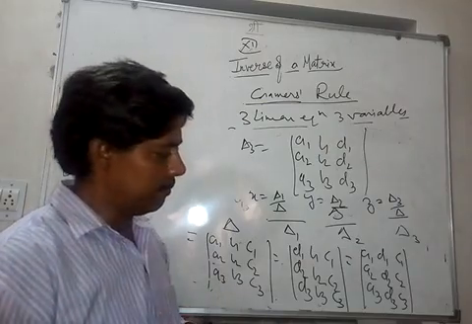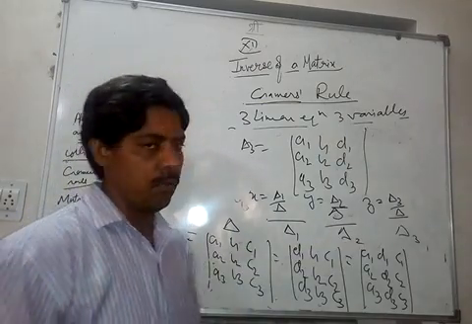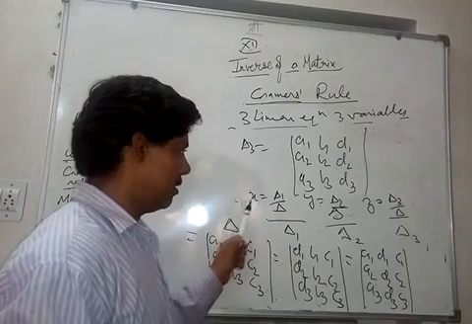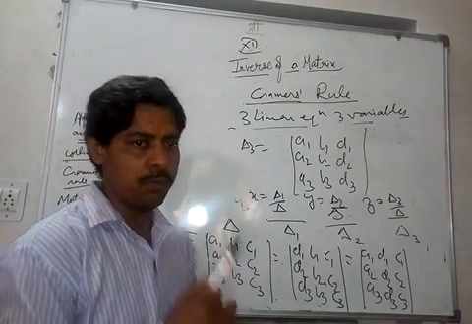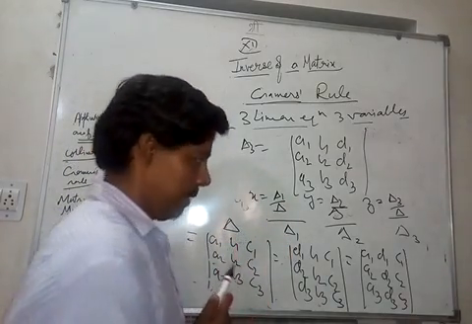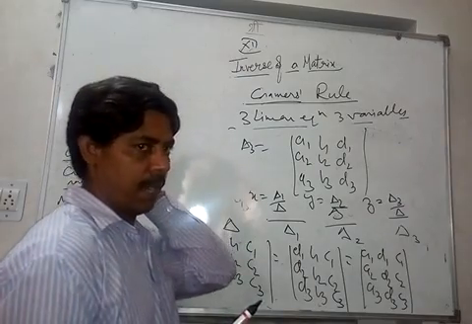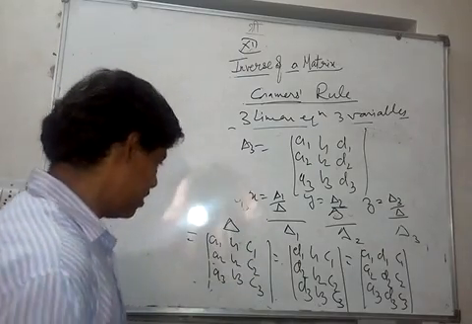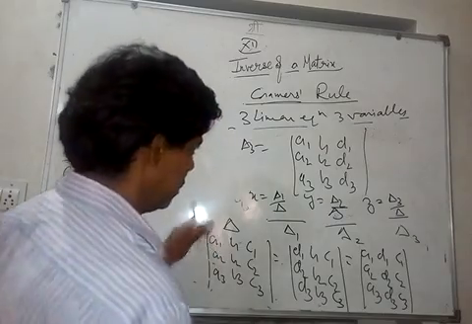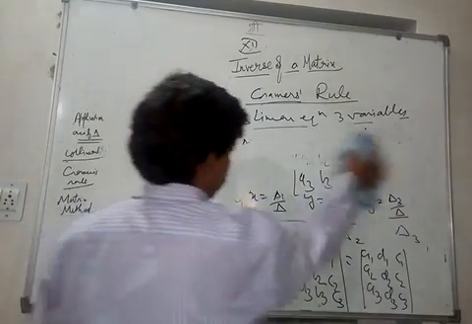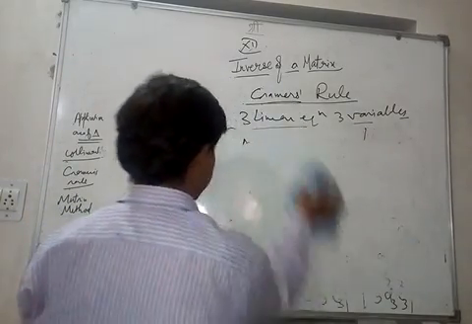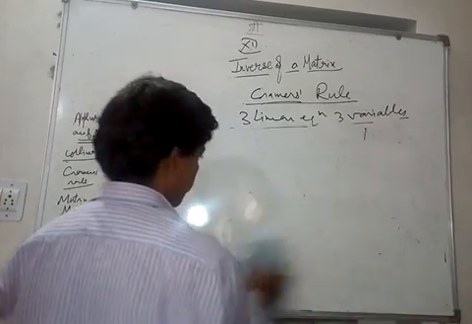As you can see here, delta should not be 0. If delta is 0, then this will not be defined. So either we will have no solution or infinitely many solutions. That we will study in the next class, but right now I will solve some questions for this. Okay, these are three variables and three equations. So let's solve some questions for three equations and three variables.